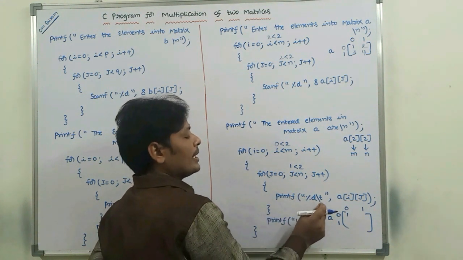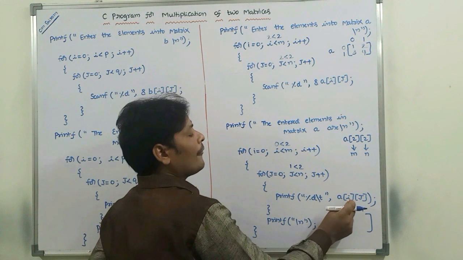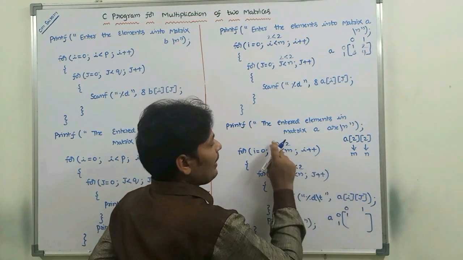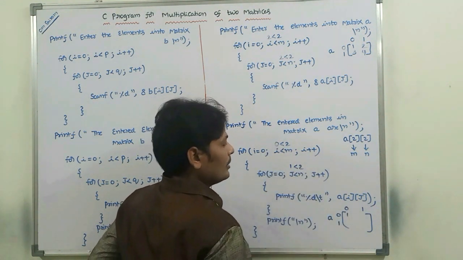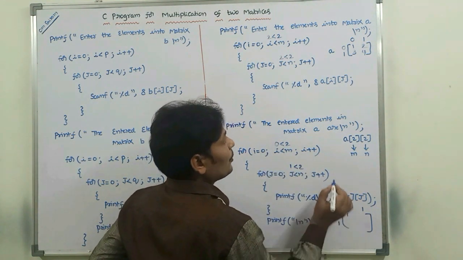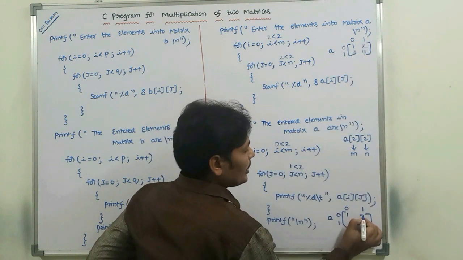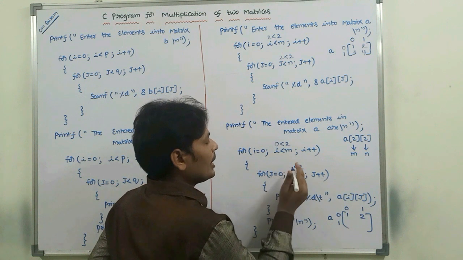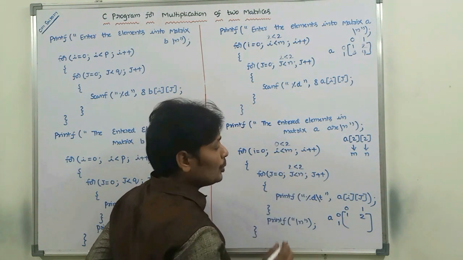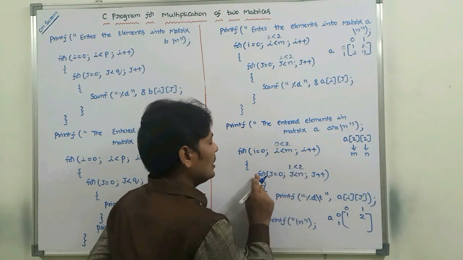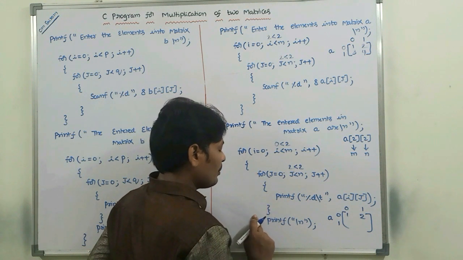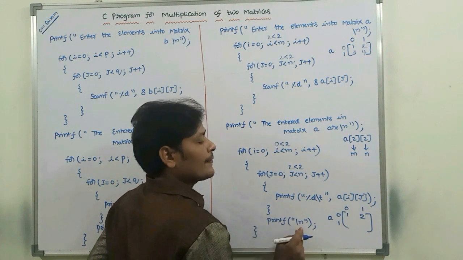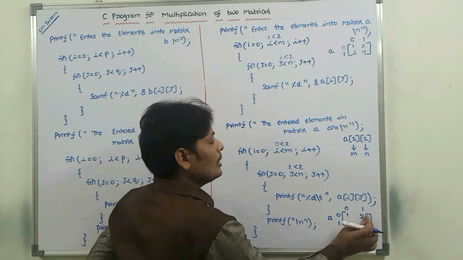Printf percentage d slash t a of I value 0, j value 1. So a of 0, 1. A of 0, 1, what is the element we have read? 2 is printed. After that, j value is incremented. Now j value is 2. 2 less than 2, false. Then the control goes to the next statement after the inner for loop. After the inner for loop, printf slash n. The control goes to the next line.